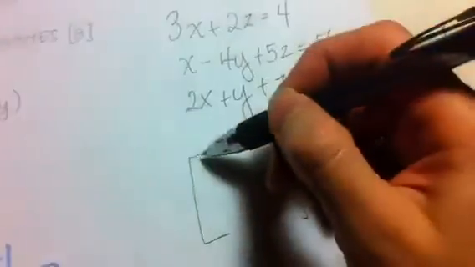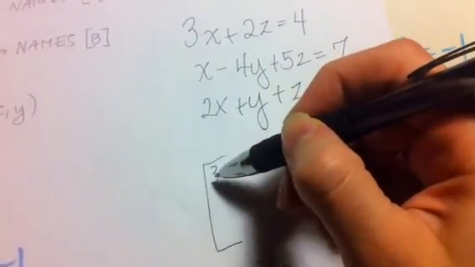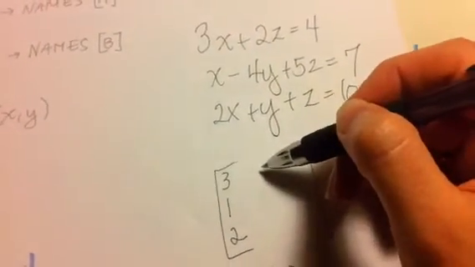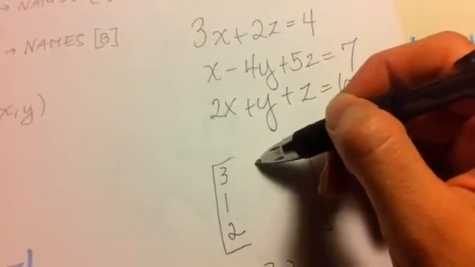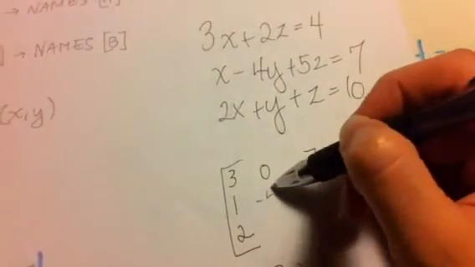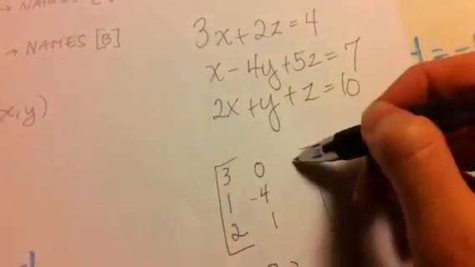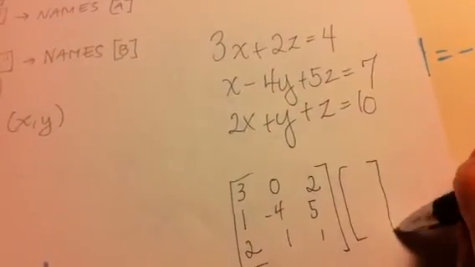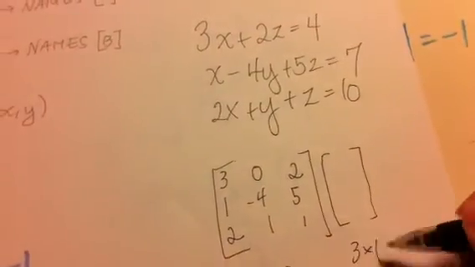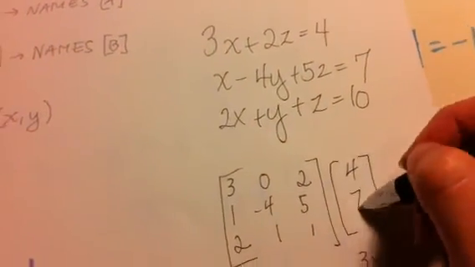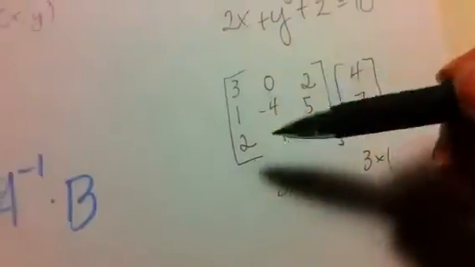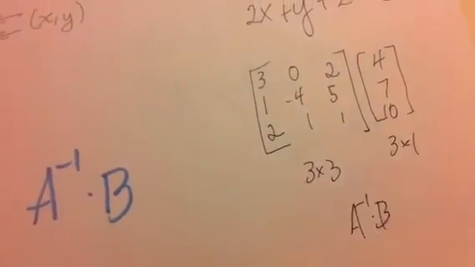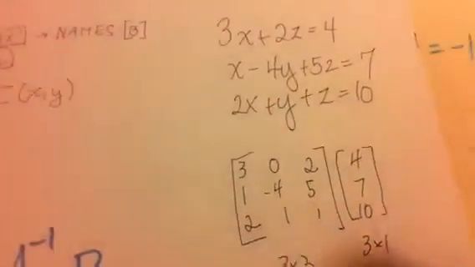You still have the coefficients. So the coefficients of x would be 3, and then here would be 1, and this would be 2. The coefficients of y, well, there is no y in the first equation, so it's going to be a 0 there. And then I have negative 4 and 1. And then same for the z's, 2 and 5 and 1. Your B is going to be a 3 by 1, and that's still the answer, so 4, 7, and 10. You input this as A, input this as B, and then you do A inverse times B. And you would find your x and your y and your z.